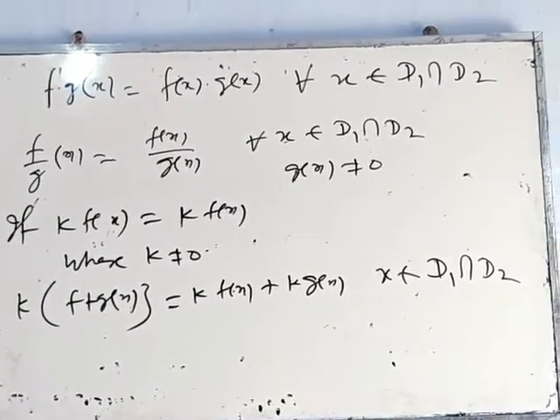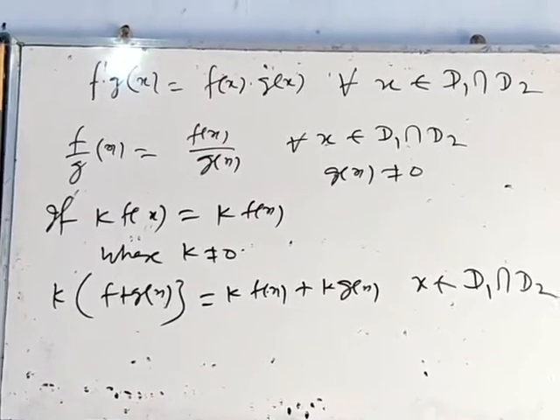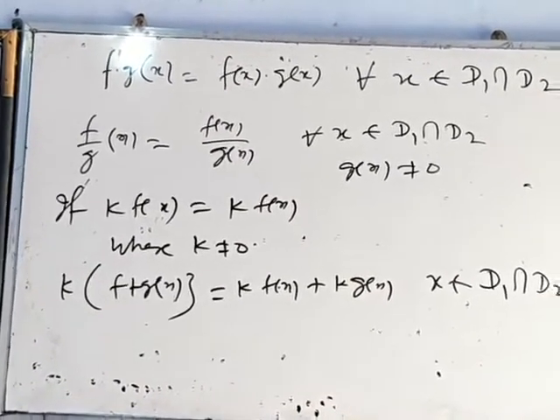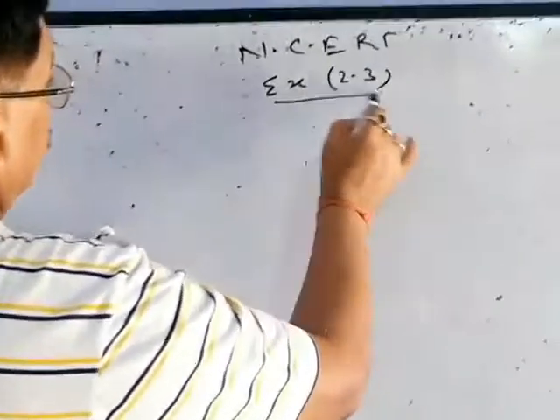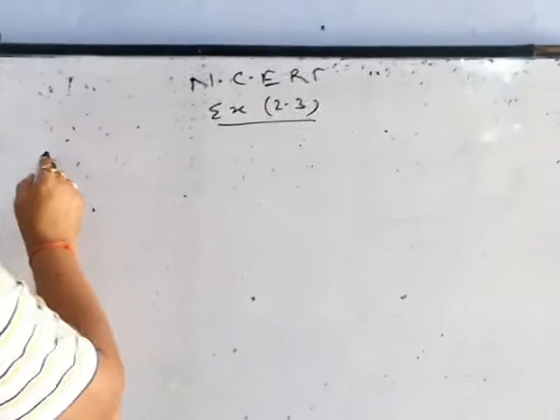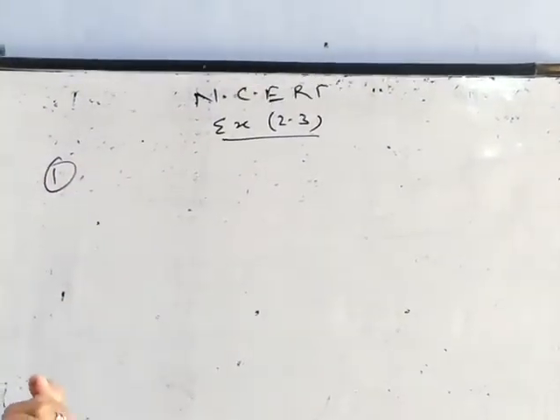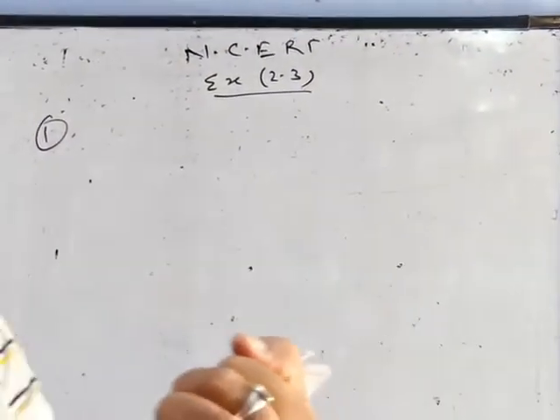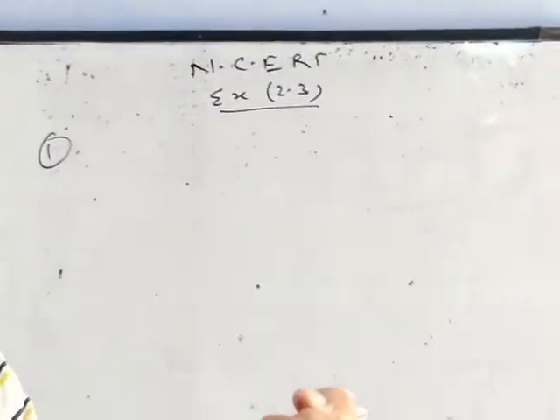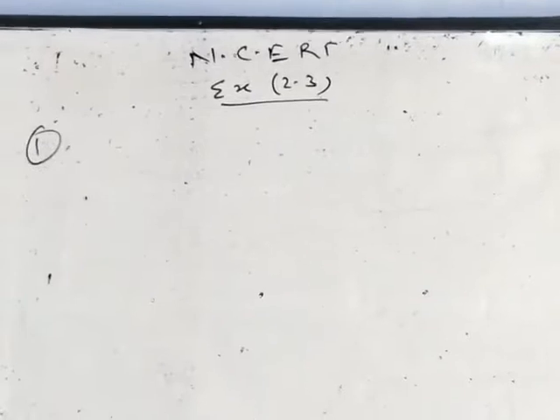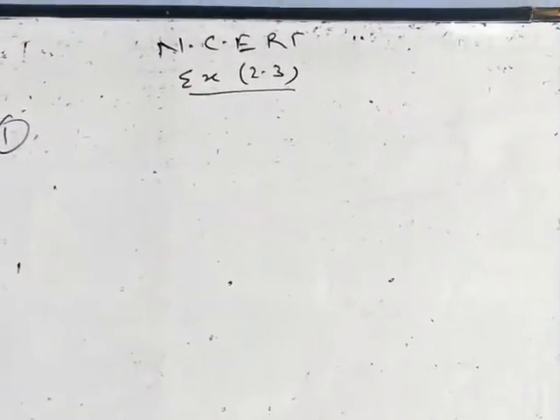Now we solve the problem related to this. Exercise 2.3, question 1. Which of the following is a relation or function? Give reason. If it is a function, determine its domain and range.